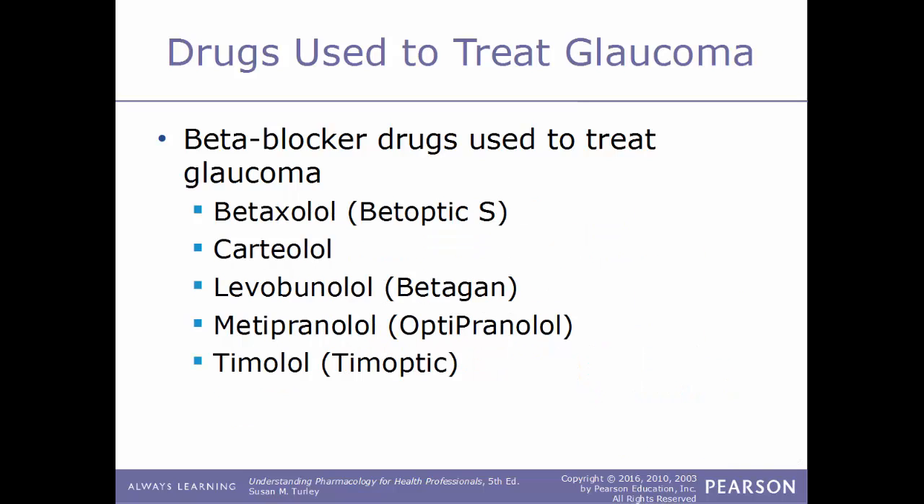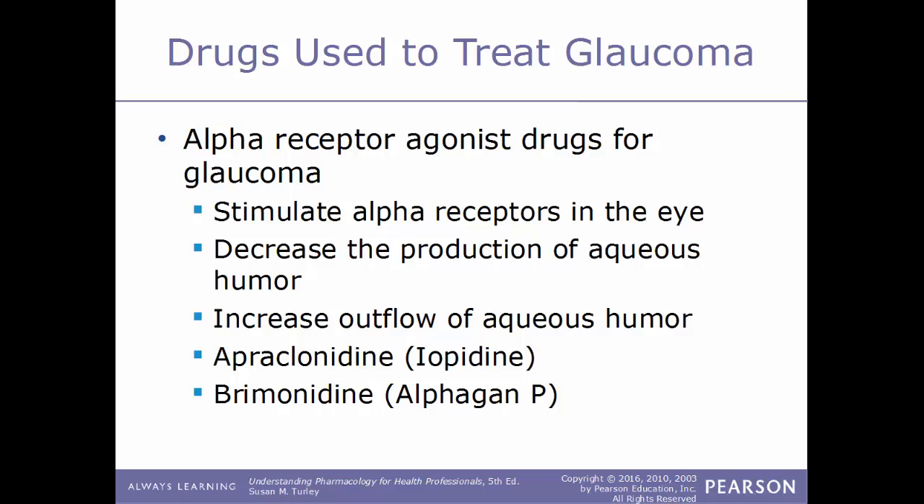Some examples of this type of drug: betaxolol, which is sold under the name Betoptic S, carteolol, levobunolol, which is sold under the name Betagan, metipranolol, which is sold under the name OptiPranolol, and timolol, which is sold under the name Timoptic.